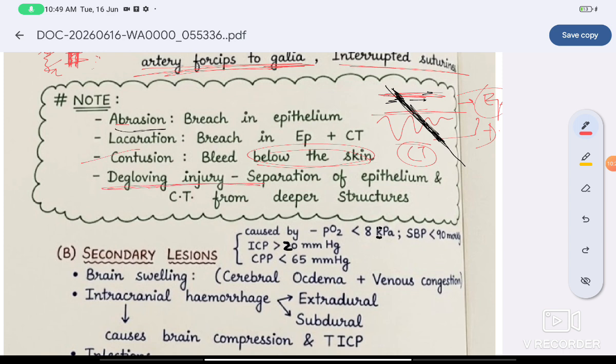Degloving injury means, for instance, below the CT, if there is muscle or bone or nerve, then there is separation of this CT and epithelium from the underlying tissue. A gap is created here between CT and the underlying tissue. Degloving injury is a very dangerous form of injury. It can lead to something known as compartment syndrome.